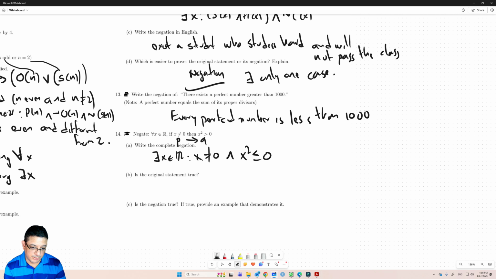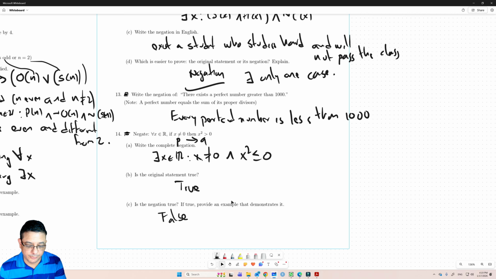Is the original statement true? Yeah, the original statement is true. So that will mean that the negation is false. In particular, there's not going to be a non-zero real number whose square is not positive. Here, the original is true, so the negation will be, by example, false. Okay, so this concludes the examples for section 3.2.